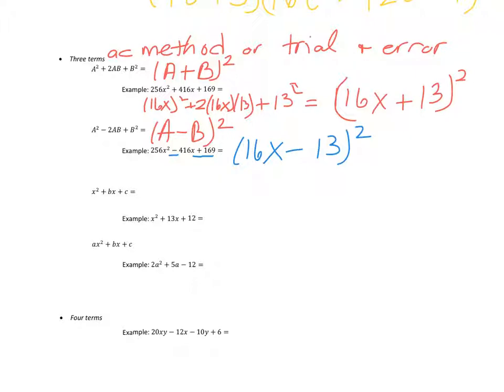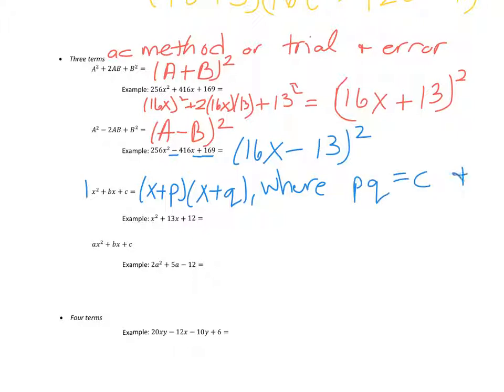All right. And then another special case of our three terms is when the leading coefficient is 1. And remember, that's where we find two special numbers, p and q, where p times q equals c, and p plus q equals the middle term.